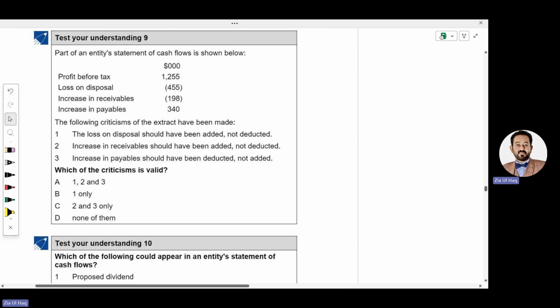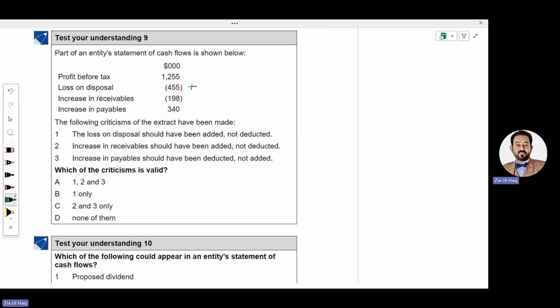Part of an entity's statement of cash flow is shown below. Profit before tax, loss on disposal. Disposal means sale of asset. Increase in inventory, increase in payable. So in profit before tax, whether loss on disposal we add or deduct? Add. Income deduct, expenses add. Increase in receivable we add or deduct? Receivables are increasing, current assets increasing, deduct.